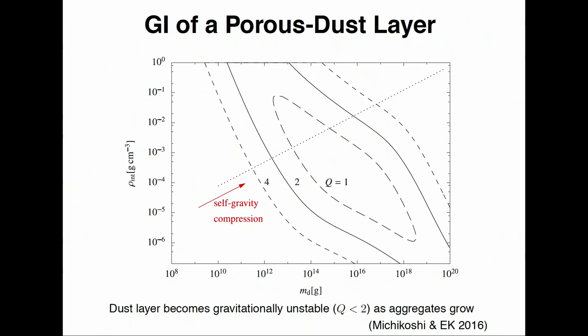So here, Q is the Toomre Q. Maybe astrophysics students know that. So this is the indicator of the stability of the disk system. So if Q is smaller than 2, the disk is gravitationally unstable against non-axisymmetric perturbation. So then what we found is, at this stage, this kind of thing happens.